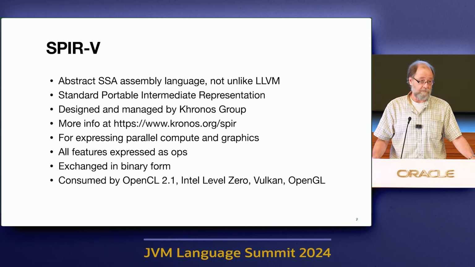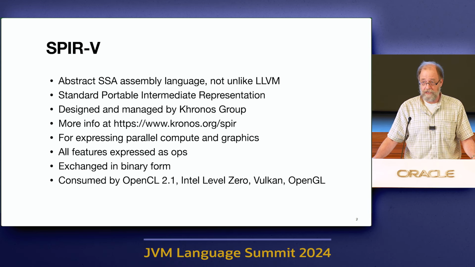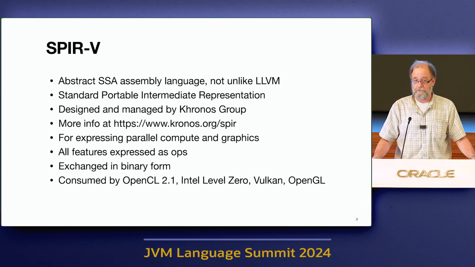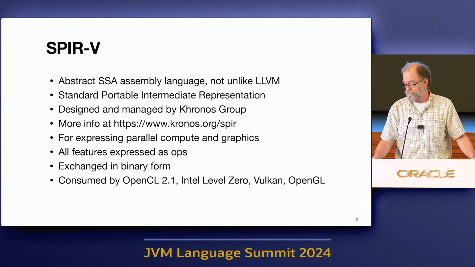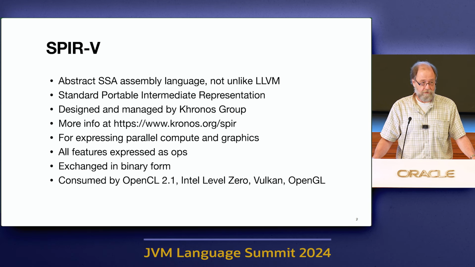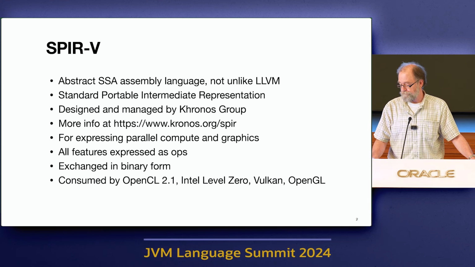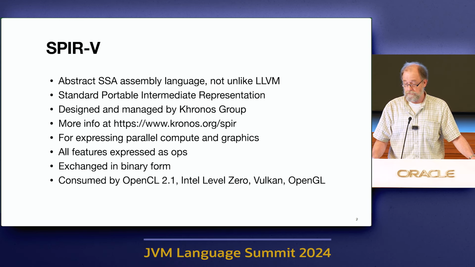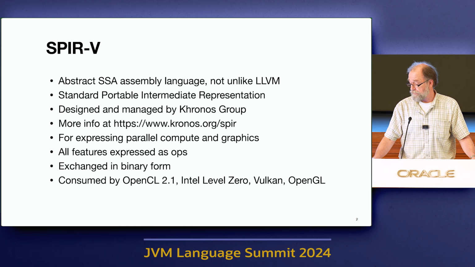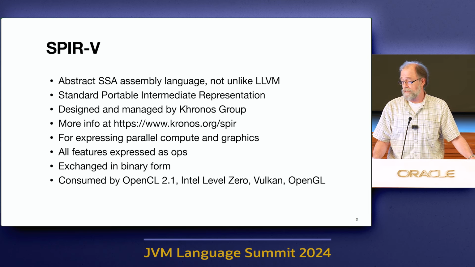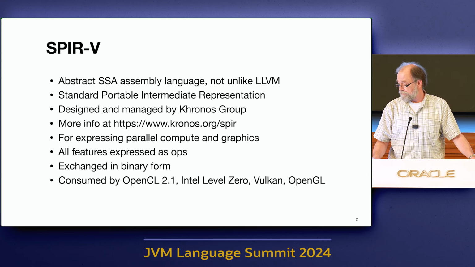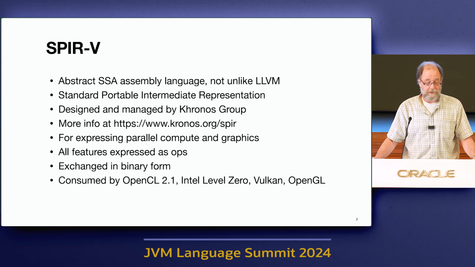It's really good at expressing parallel compute and parallel graphics. All features are expressed as ops, and that makes it very extensible. You can think of it as a binary form. It's exchanged in a binary way. And right now, some frameworks and libraries that consume SPIR-V are OpenCL and Intel's Level Zero library, which is a low-level library that gives access to Intel's GPUs. We're using it with that. And some graphics libraries like Vulkan and OpenCL.